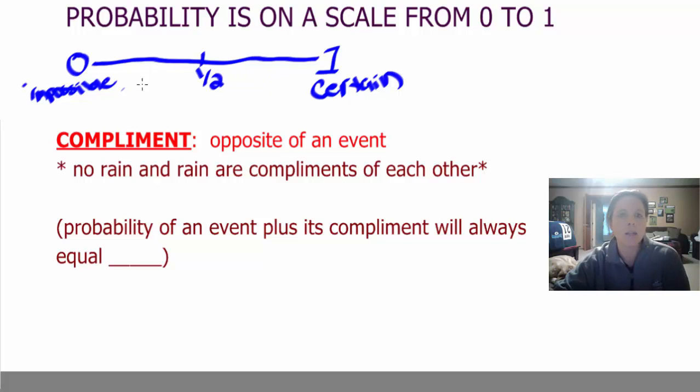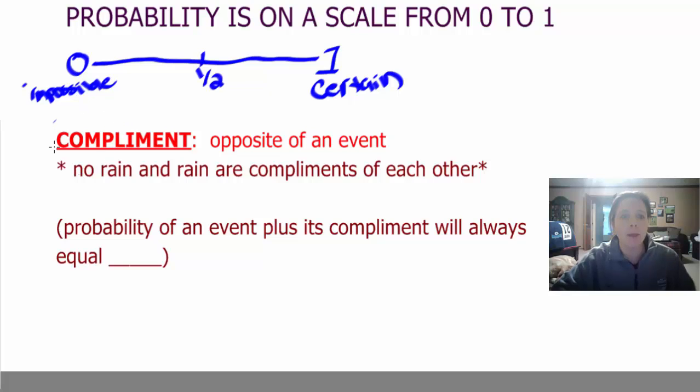Well, it's 6 out of 6, or 1. Okay. And then in between there, this is half, it's half as likely. You guys know, closer to 0, it's less likely, closer to 1, it's more likely. But when we're dealing with probability, your numbers should always be from 0 to 1, and it's okay to be 0 and it's okay to be 1.